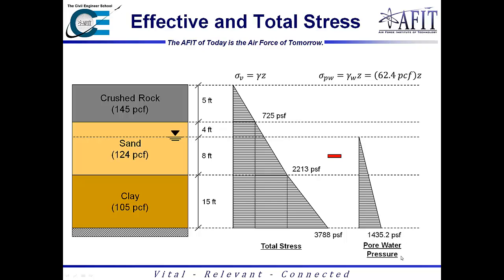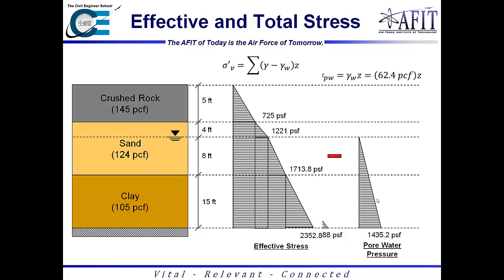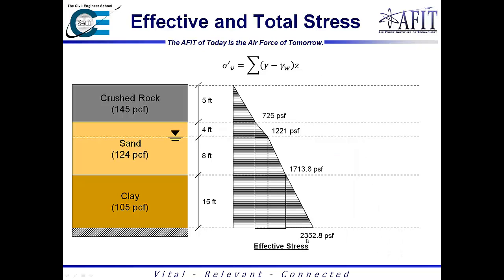And so to actually calculate our effective pressure, you wind up taking your total stress and subtracting your pore water pressure, which will give you, at the bottom of the clay layer, a pressure of 2,352.8 pounds per square foot.